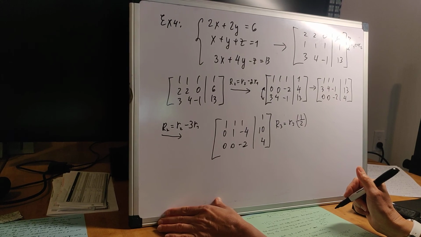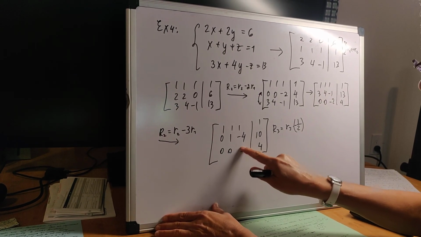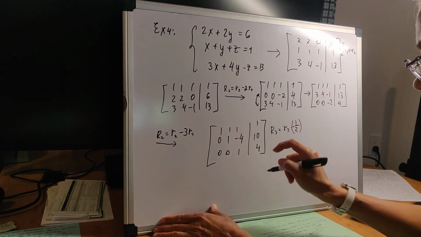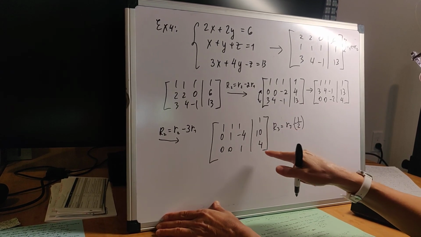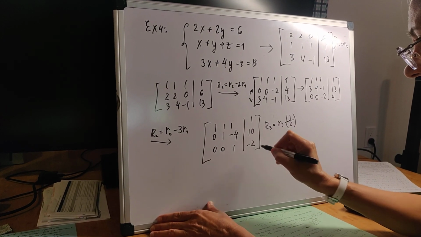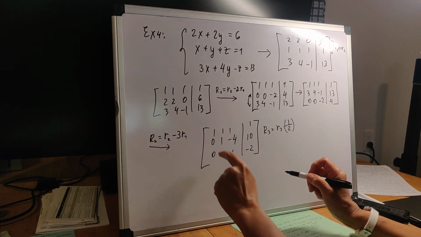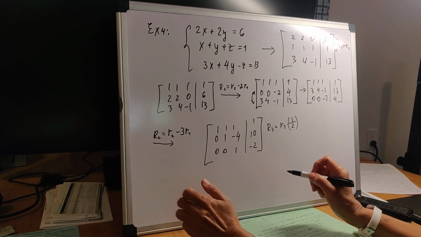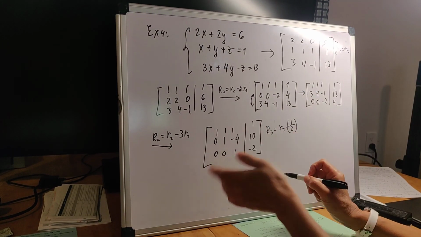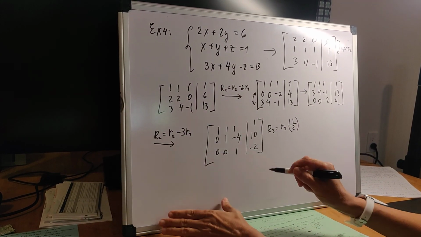Maybe I don't want to rewrite everything. I'm just going to kind of erase this. Put 1 here, and if I do multiplication of this by negative 1/2, I'm going to get negative 2 here. Well, now I have this diagonal form, triangular form, which is row echelon form. What am I going to do next? I'm going to solve it back to get my solutions.